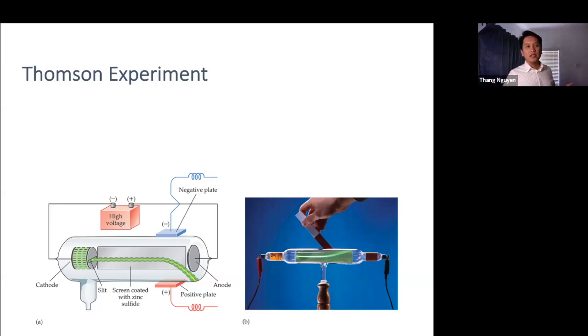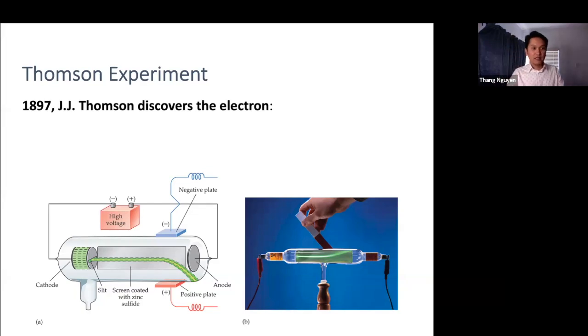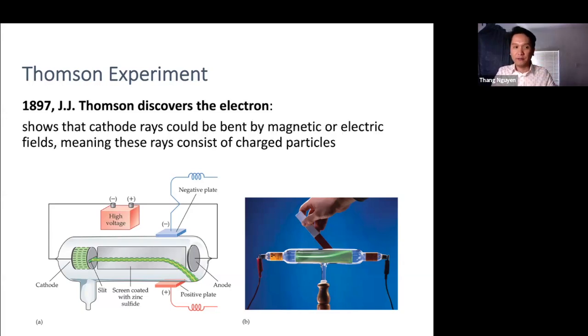The first one is called the Thomson experiment. In the Thomson experiment, you shoot a ray of light through this evacuated glass tube here. It should go straight, right? And then you can apply an electric field or magnetic field, and that electric or magnetic field can bend this light. So in 1897, J.J. Thomson, the scientist, discovered this effect and therefore discovered this part of the atom called the electron.